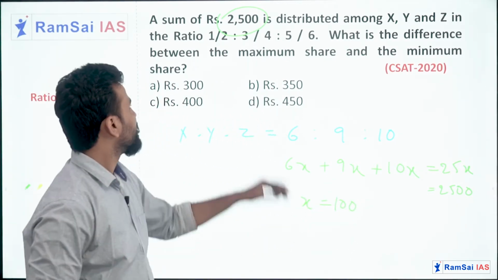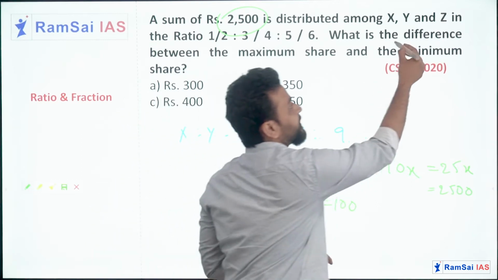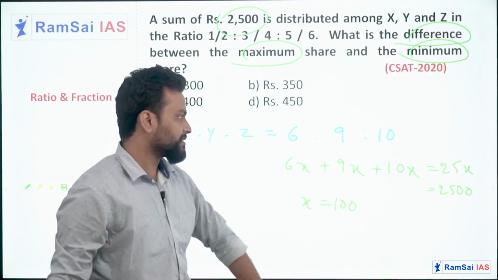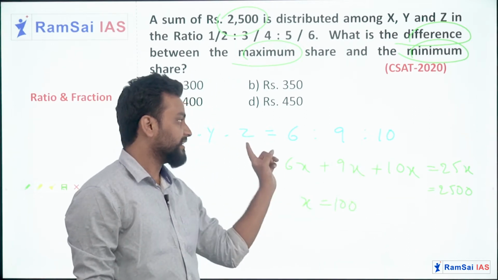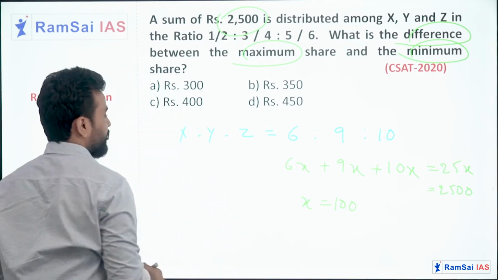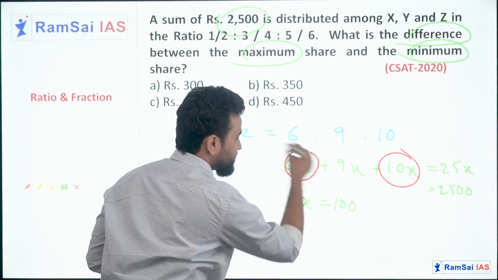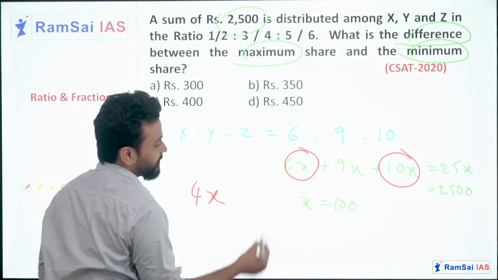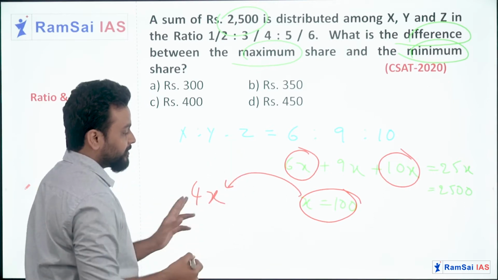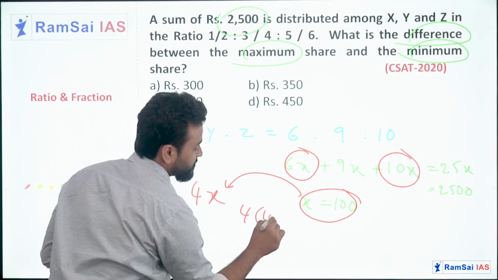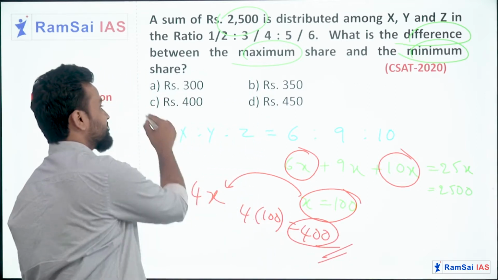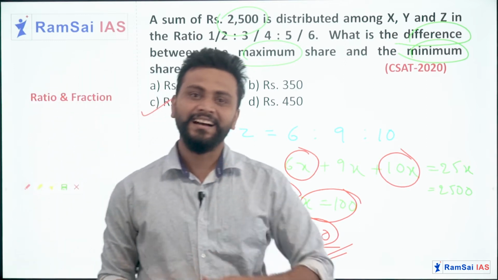Now what is our question? We need to find the difference between the maximum share and the minimum share. What is the maximum share here? The maximum share is by z, that is 10x, and the minimum share is by x, that is 6x. So the difference between 10x and 6x will be 4x rupees. However, we know x equals 100 rupees. So if I substitute x equal to 100 rupees in 4x, then 4 into 100 gives you 400 rupees. Can you find 400 rupees in the options? Yes, option C, 400 rupees is the answer.